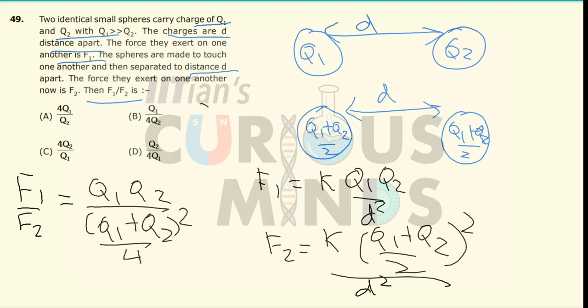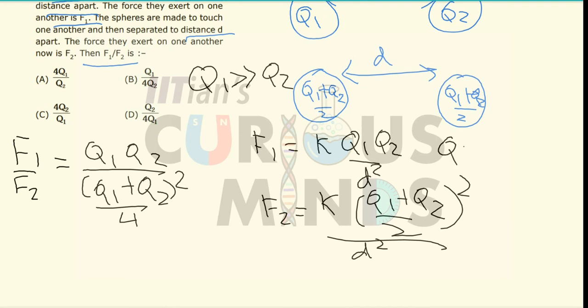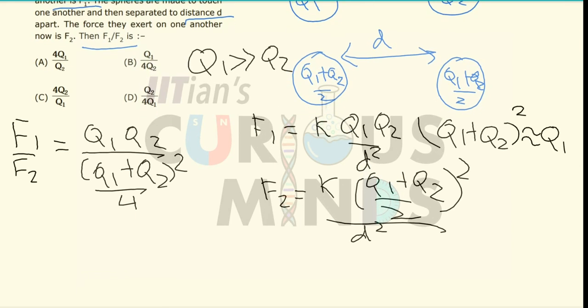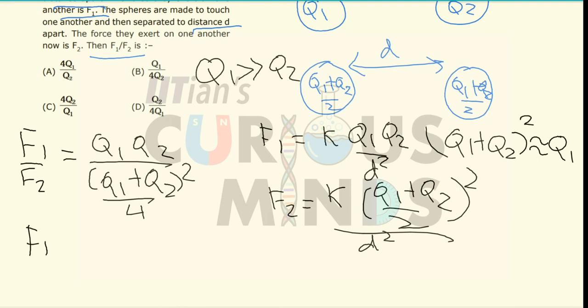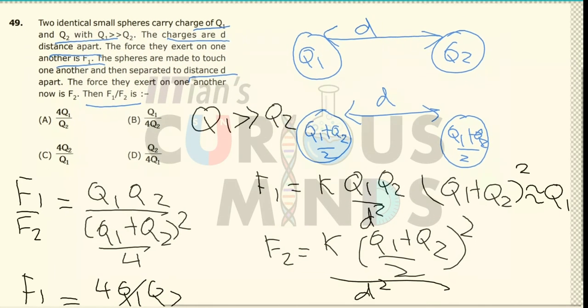Now since q1 is very large compared to q2, (q1 plus q2) the whole square will approximately be equal to q1 square. So F1 by F2 will be equal to 4 in the numerator, q1 q2 divided by q1 square. This q1 will cancel out, and it will be equal to 4 q2 divided by q1, which is option number C.